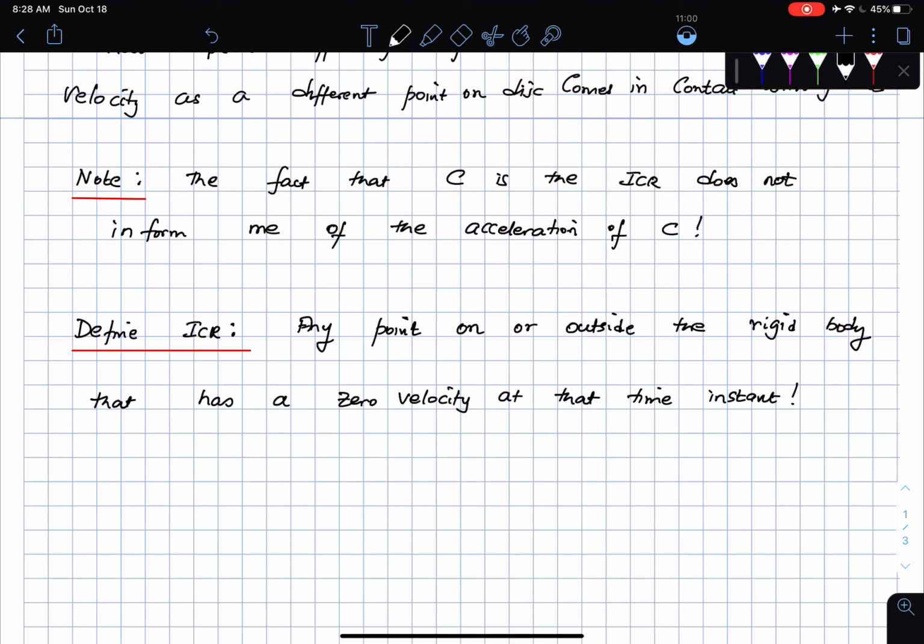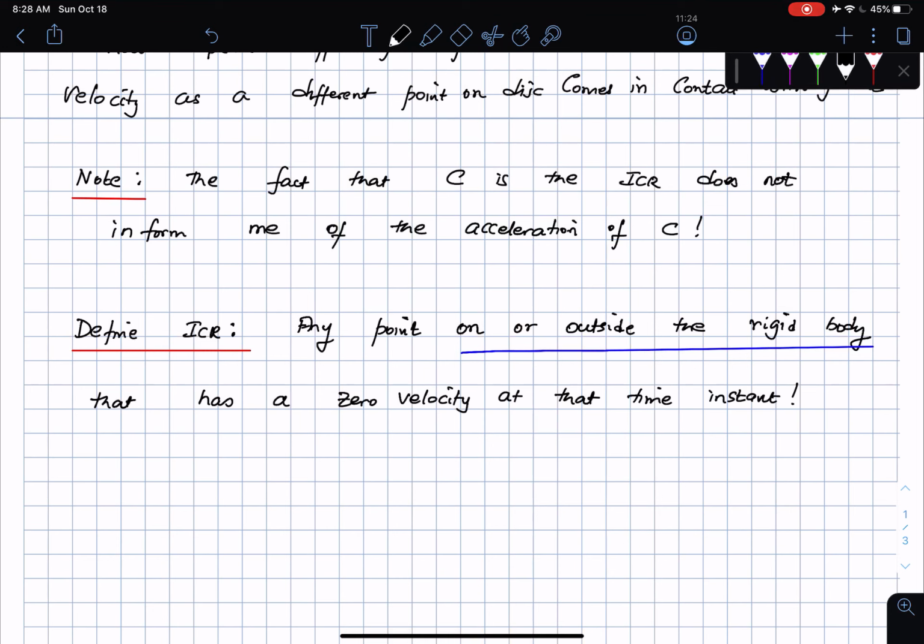So the ICR can be either on or outside the rigid body, so note that too. We are going to see situations where I can have an ICR outside the rigid body. All right, now the other note is if the ICR at one instant is also the ICR at the next instant, then such a point is nothing but a fixed point.